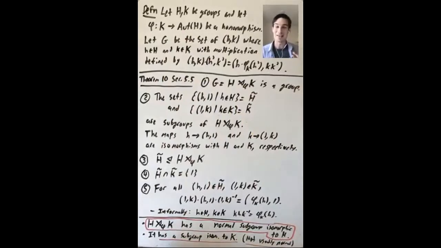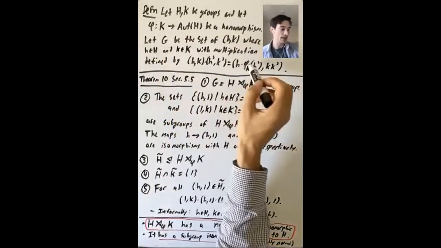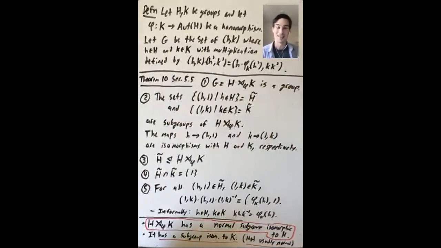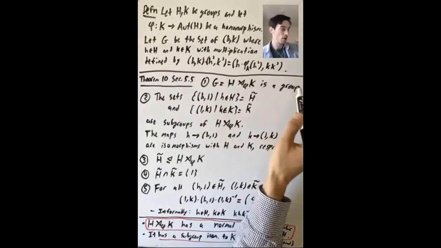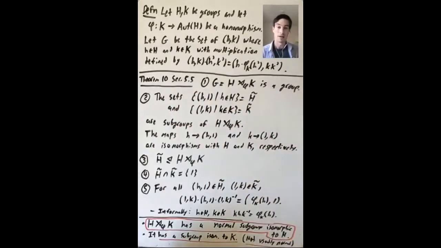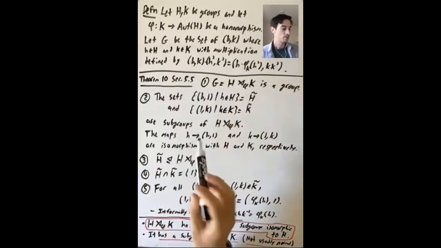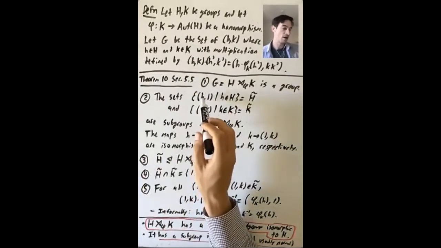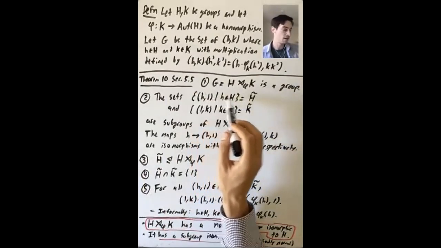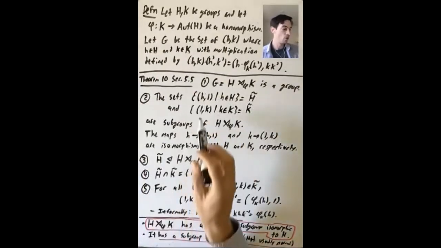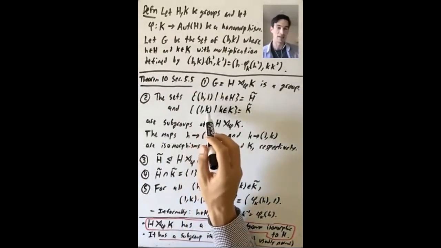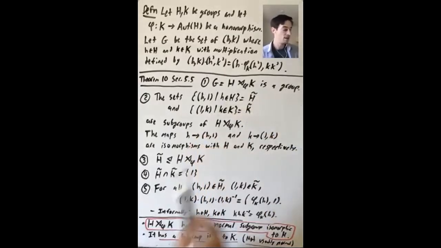And we stated at the end of the video that this G with this multiplication is a group called the semidirect product of H and K determined by phi. So that's the first part of this big theorem, but there's a lot more. The second part is about subgroups of this semidirect product. If you take the set of all things that are something in H and then the identity of K, let's call that H tilde, or the set of all things that are the identity of H and then something in K, call that K tilde, these are both subgroups of this semidirect product.